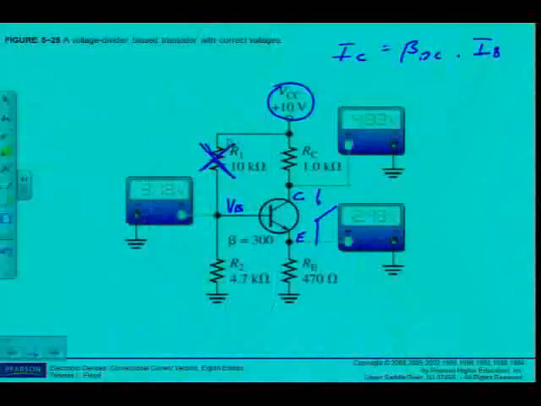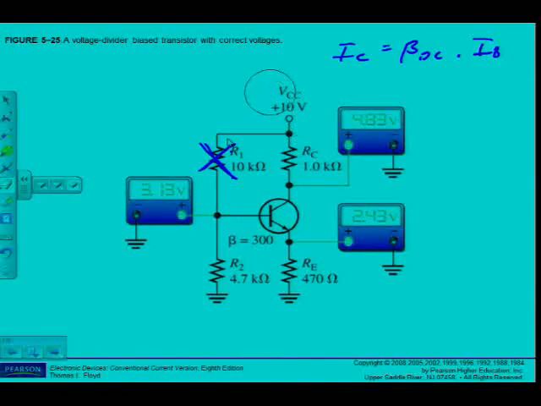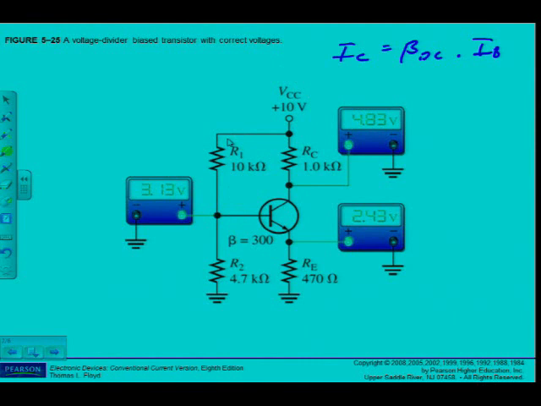No voltage is reaching VB, so it acts like an open switch. Say for instance fault 2, resistor RE is open. What's going to happen if resistor RE is open? Let's just clean this up. Let's say now resistor RE is open.